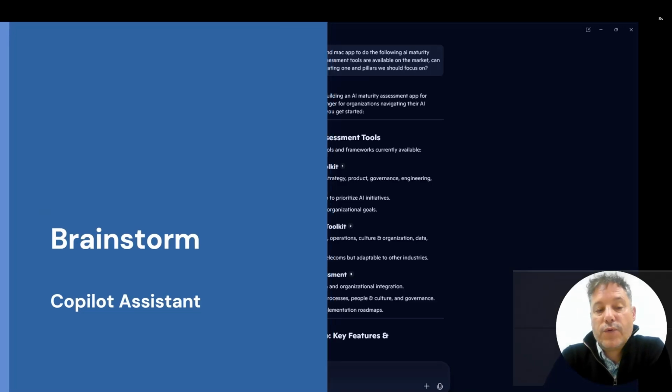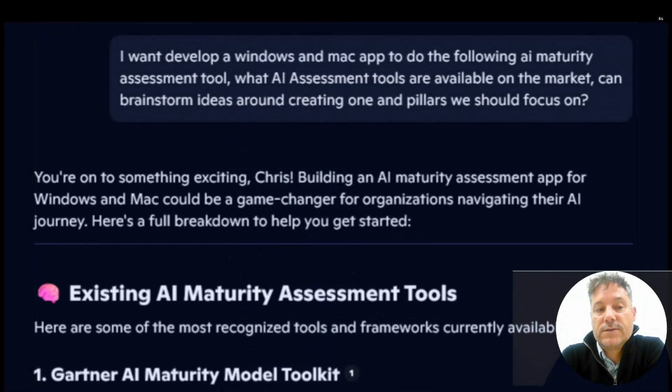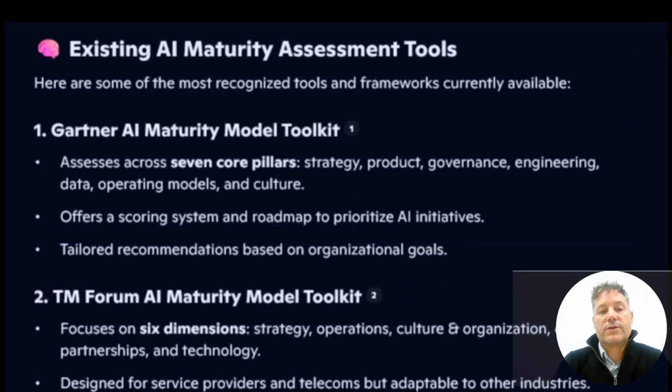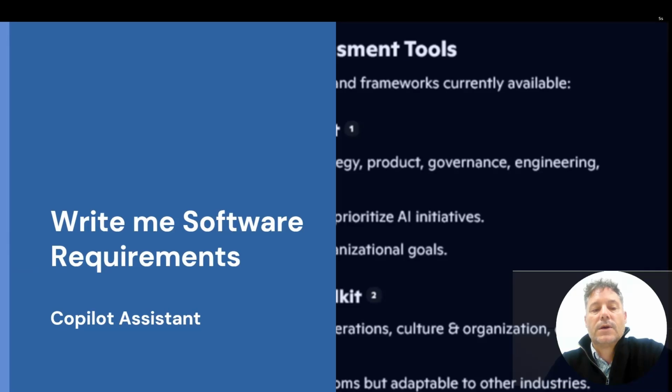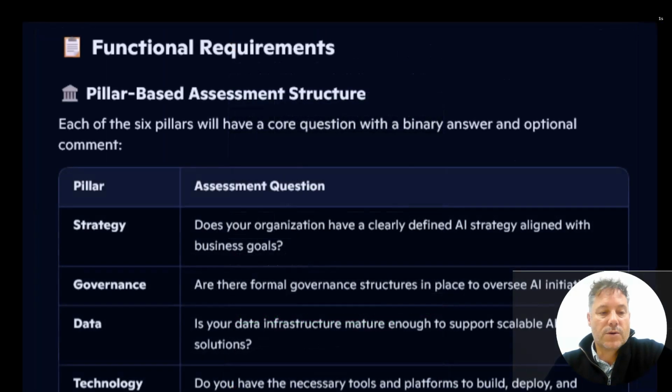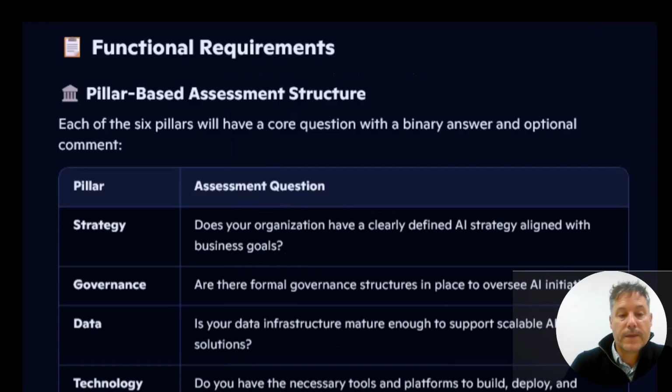I start off by brainstorming, using Copilot Assistant, having a chat with it, seeing what it could give me, which is quite interesting. I came back with a result, looking at different things, trying to make an AI maturity assessment tool. So I asked Copilot to write me some software requirements. It did a pretty good job. It worked out there should be 6 pillars of different areas based on other assessment tools for AI.